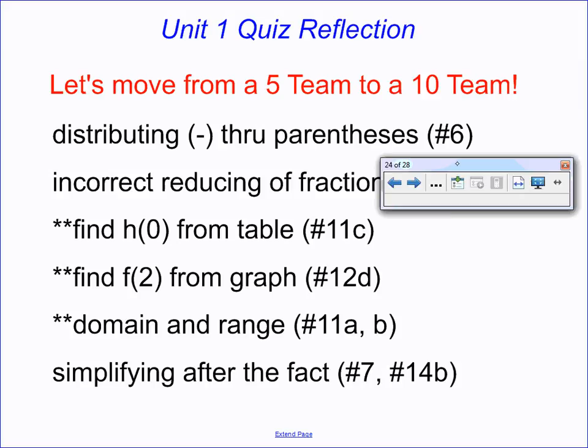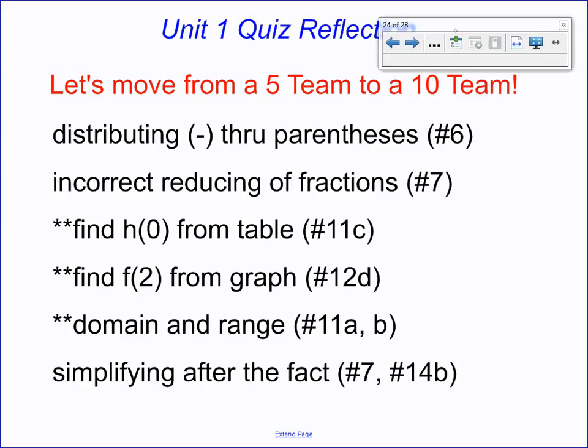And so while some of these are algebra stuff that we'll run into throughout the course of the year, there are two that were specific content objectives from this unit, and they're shown with asterisks. And so we're going to focus on these three in the middle here. We're going to find a function value, a y value from a table. We're going to find a function value from a graph, and then we're going to practice with domain and range, whether we're looking at a table or a graph.